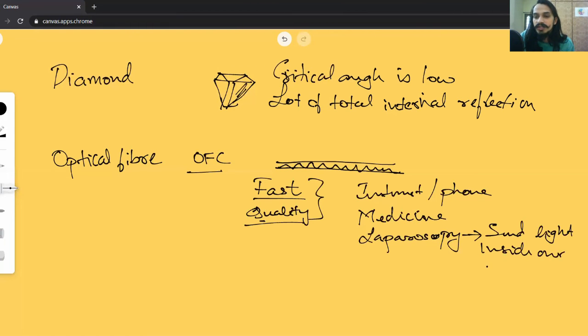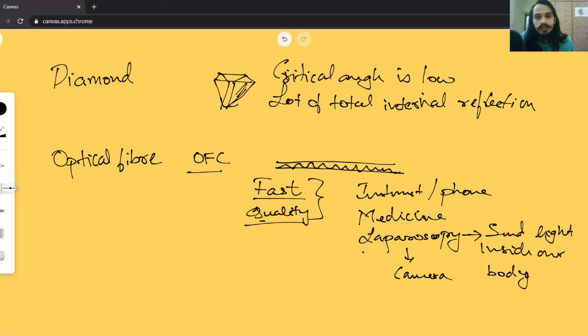So once the light is inside our body, there's also a camera attached to this laparoscope. So that camera will capture the light, and will be able to see, because of the light inside, what is happening exactly inside the body. And there's also another cable that will allow the light to go out of the body. Okay. So in medicine, internally, to see what's happening in the body, optical fibers are also super helpful.